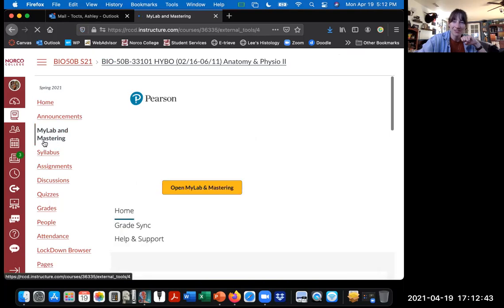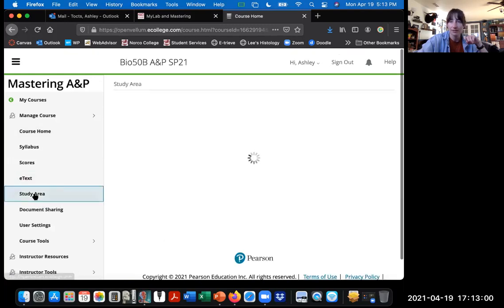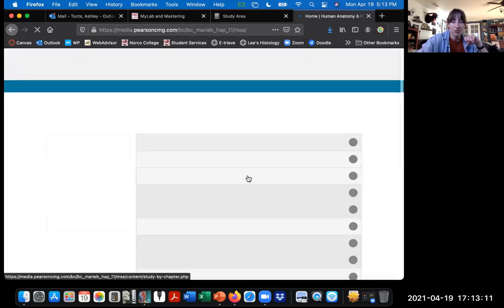Okay. I want to show you real quick once more, in case you haven't visited recently. MyLab and Mastering, this link over here on the left, open it up. The study area is right over here whenever it loads. Here's the study area, right under the e-text. Of course, it has to launch a separate window. That's fine. Okay, so look at all this cool stuff that you have.